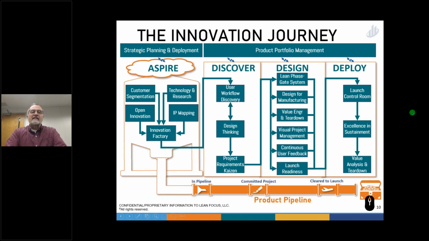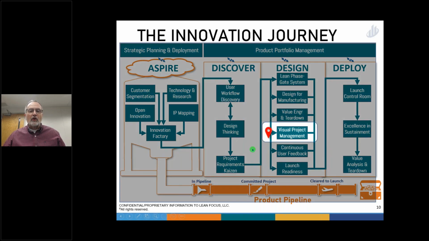The first thing I want to say is the innovation journey is a big journey. If you look at from Aspire, which is, what customer segment do we want to serve? How do we want to manage our intellectual property? And you go all the way over to the right and deploy, how do we know that that launch was successful, and how are we doing a great job sustaining our products? That's probably for most companies between 5, maybe 8-year journey. So today we're just going to be talking about one part of that journey, which is visual project management.